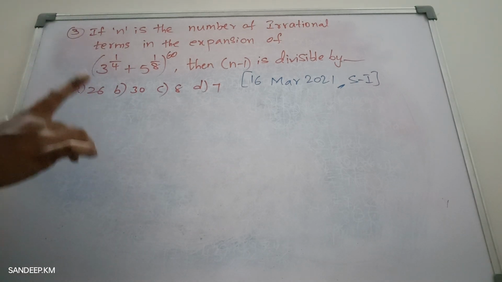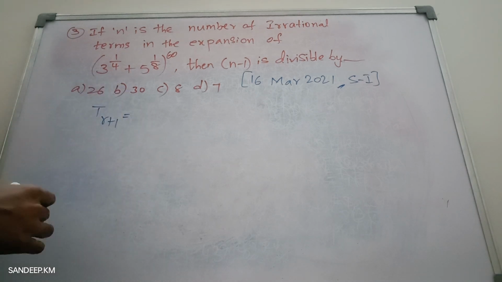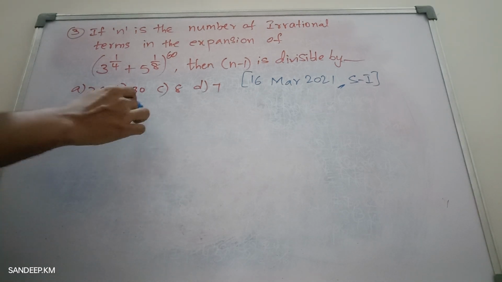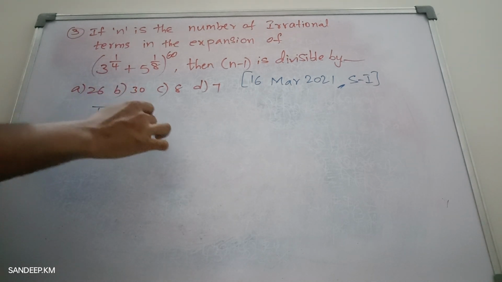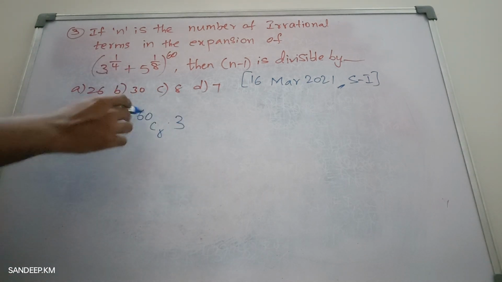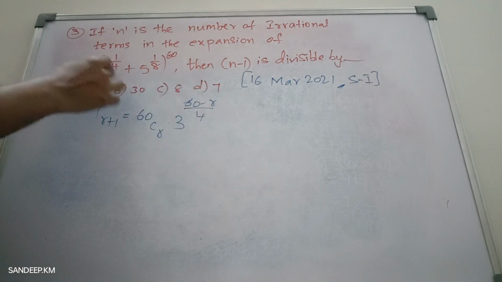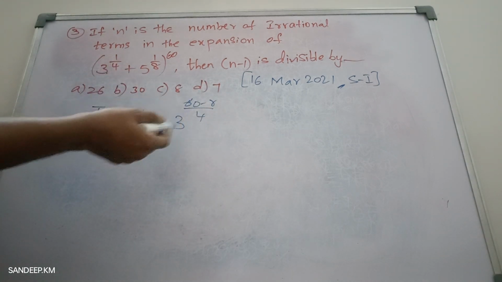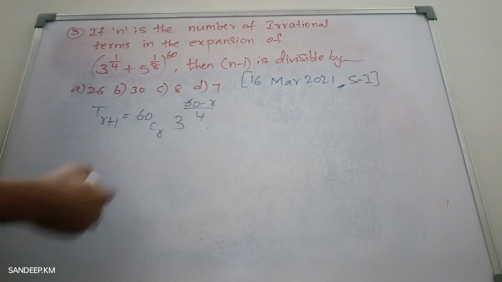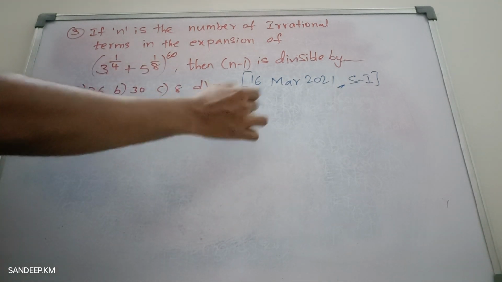First I will find the number of rational terms. For this I will first find the general term. So I am writing the general term directly. I hope you understand by now. 60CR, because nCr into the first term power 60 minus R. So the first term power (60 minus R) by 4 will come. You understand how, if you write it, you will understand. Into the second term power R. Second term power R means you will get this.